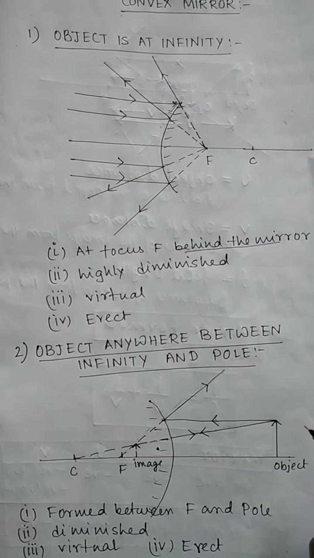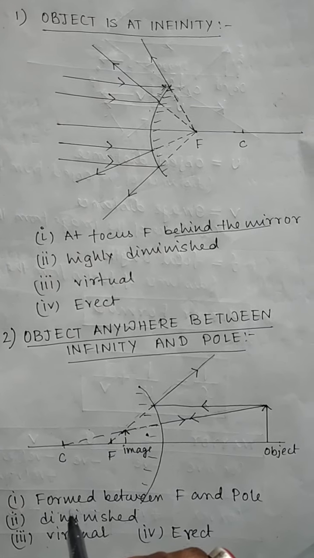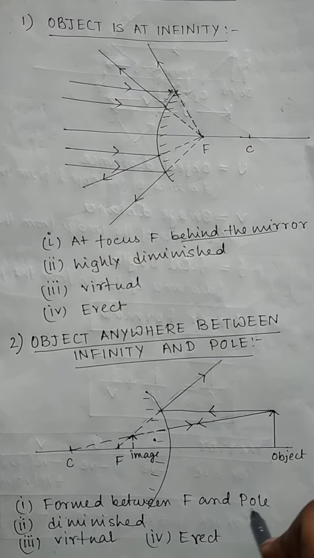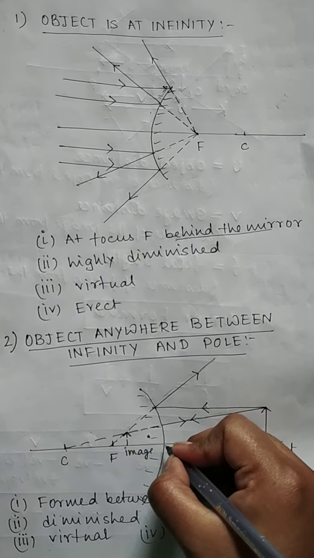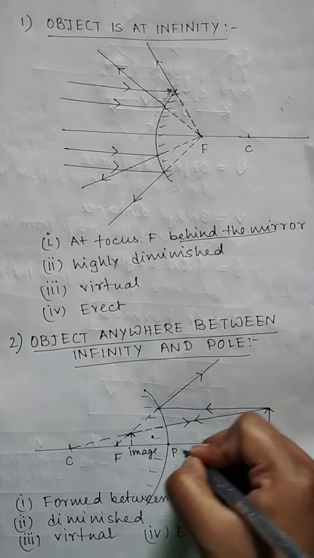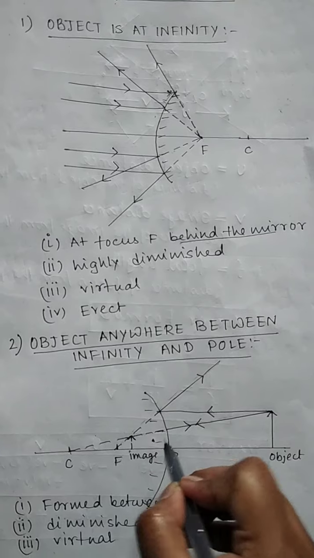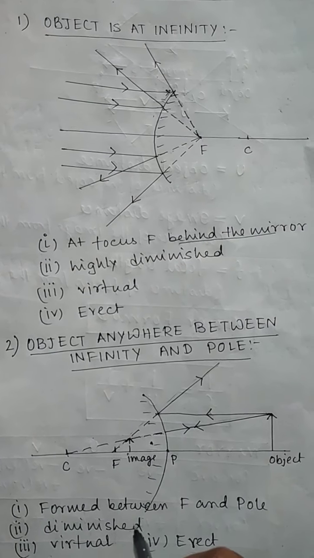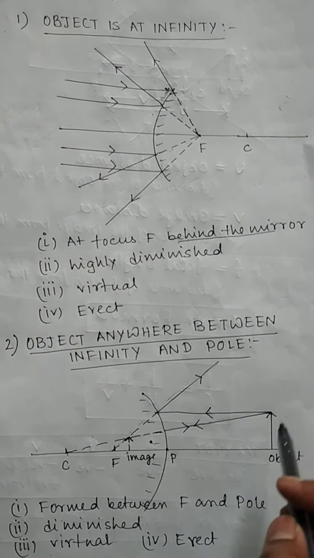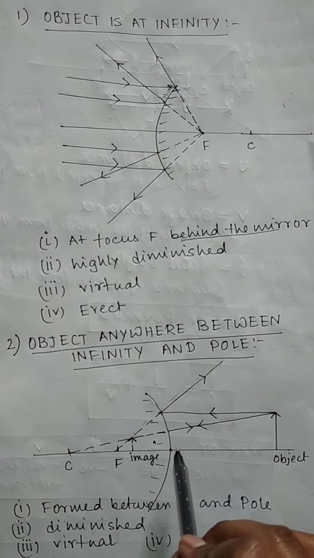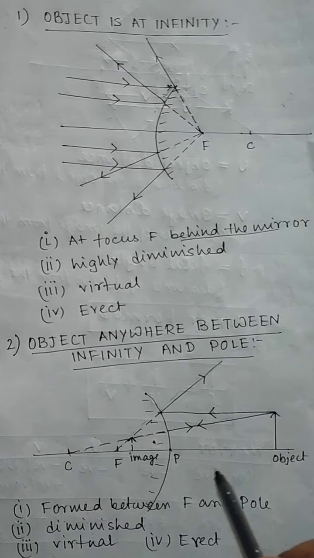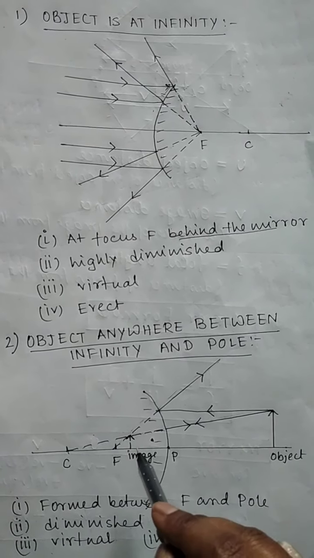Now let's see the characteristics of the image formed. Firstly, it is formed between F and pole. That is, it is formed between focus and pole. So this is your pole. It is formed between focus and pole. Next, the image is diminished. It's smaller than the object, obviously. Next, the image is virtual. Why virtual? Because it is formed behind the mirror. And number 4, the image is erect.